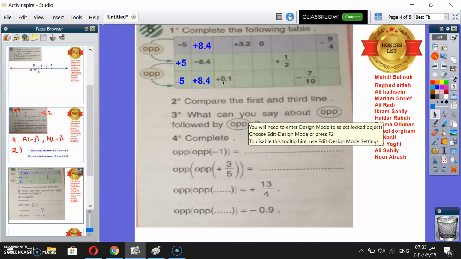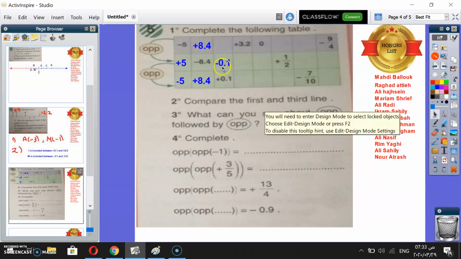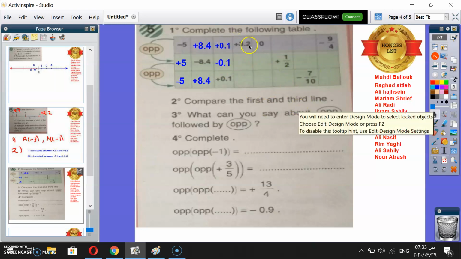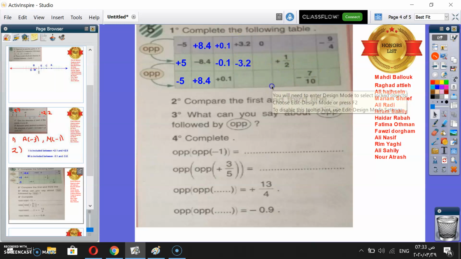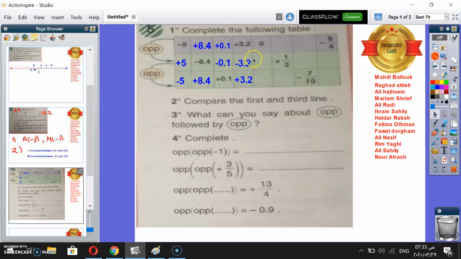Opposite of plus 0.1 is minus 0.1. And opposite of minus 0.1 is plus 0.1. Opposite of plus 3.2 is minus 3.2. And opposite of minus 3.2 is plus 3.2. Opposite of 0 is 0.